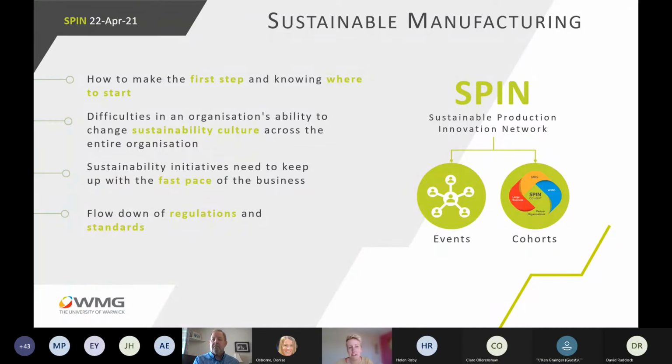And then there's the flow down of regulations and standards, understanding how this really impacts each person's business. So the way that WMG are approaching this is we've developed our Sustainable Production Innovation Network, or SPIN. The way we work with businesses is in 2 strands, one through online events and one through cohorts. I'm just going to mention both of those to you today.